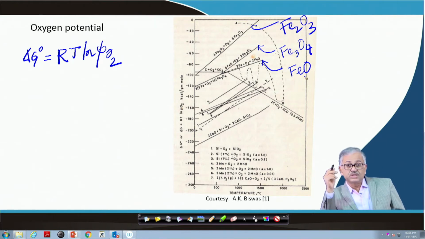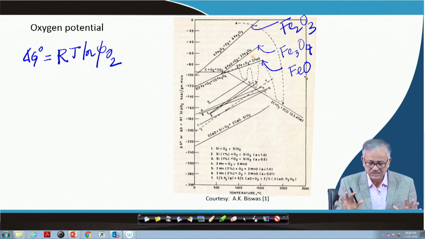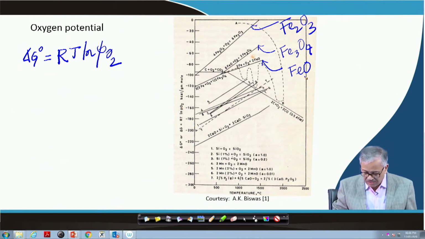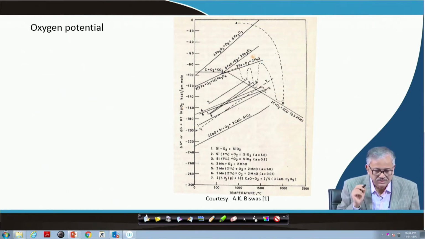Higher oxygen potential means if you just keep this oxide in a reducing atmosphere, Fe2O3 will reduce fast because it has a very high oxygen potential. And then Fe3O4 will be reduced and then Fe will be reduced. So, basically Fe2O3 to Fe reduction is not direct. First Fe2O3 will convert to Fe3O4, then Fe3O4 to FeO and then FeO to Fe, right. So, this is the relative stability of different oxides.